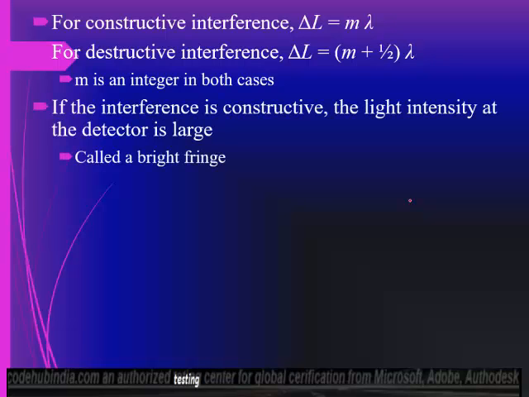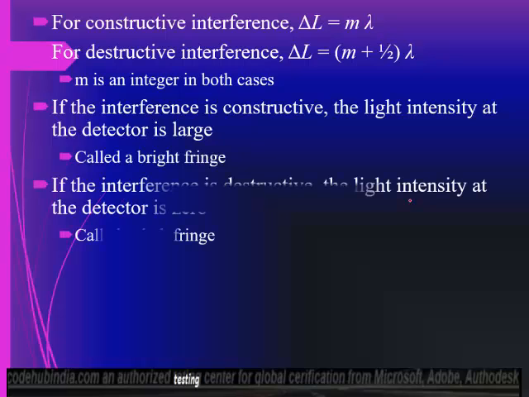So if the interference is constructive, the light intensity at the detector is high, called a bright fringe. And if the interference is destructive, the detector reads zero, called dark.